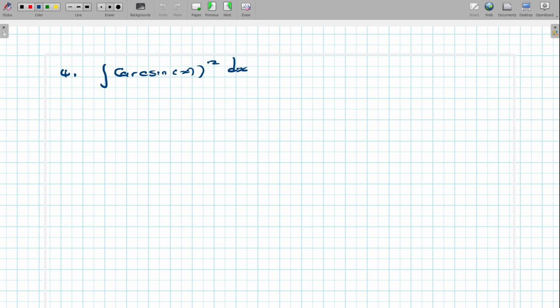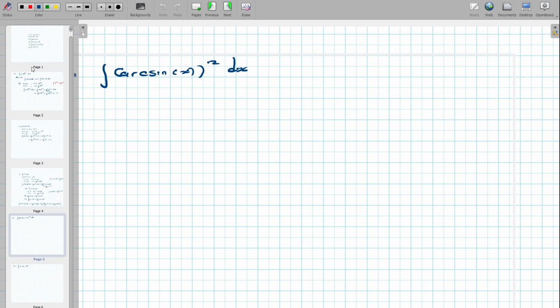All right, so for the fourth problem, we have the integral of arcsine of x squared dx. Now you might not see that we have to employ the integration by parts formula, and you might not easily see what our choice of u and our choice of v prime is going to be. But to solve this problem, we're going to take this entire thing as our u, and then dv is going to be equal to dx, or 1 multiplied by dx.